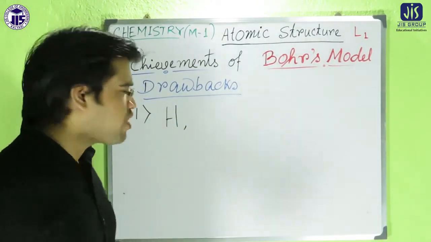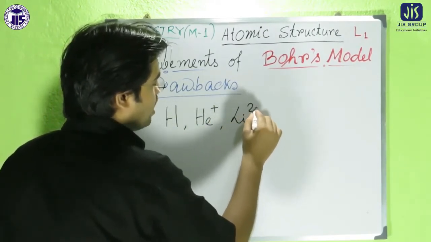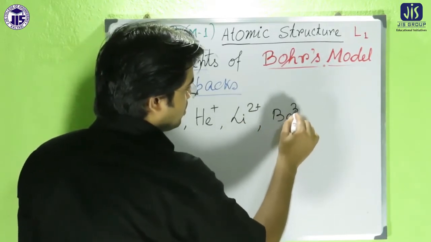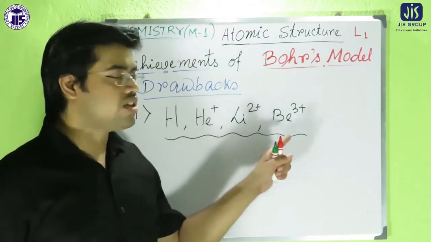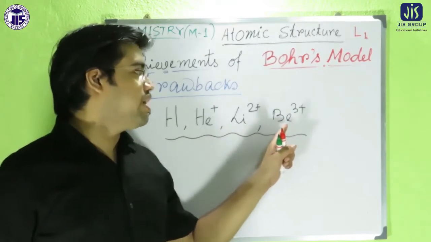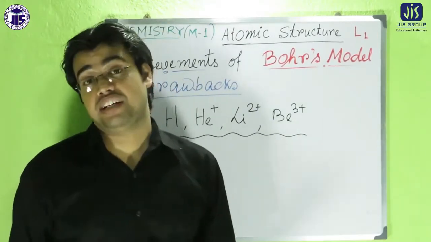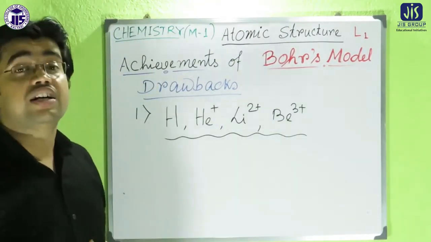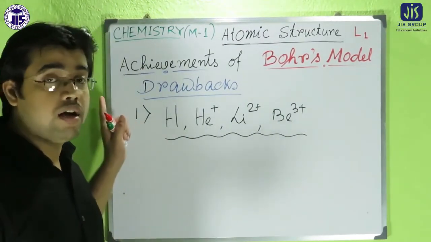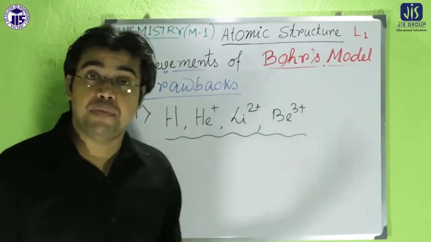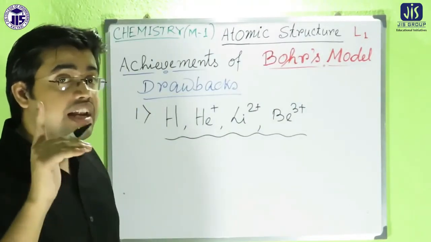What is a one electron system? A one electron system means either hydrogen, helium plus, lithium 2 plus, beryllium 3 plus. Those are all one electron systems. That means in each and every case, if you check carefully, there is only one electron. So those spectral characteristics cannot be explained for the complicated many electron systems. That is the main drawback of the Bohr's model: it is unable to explain the spectral characteristics for the many electron system.